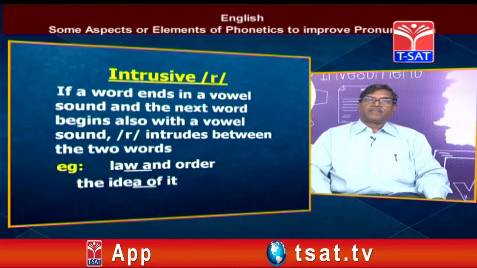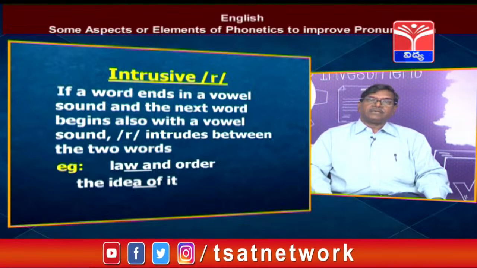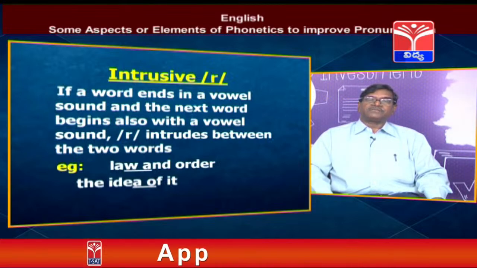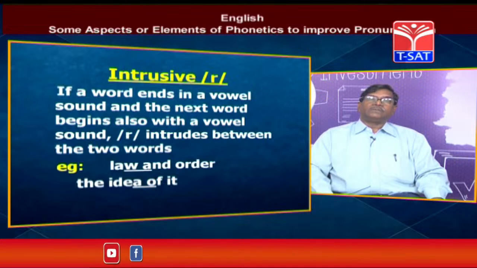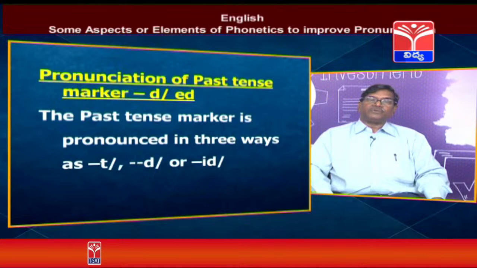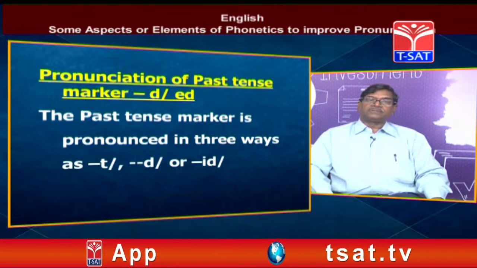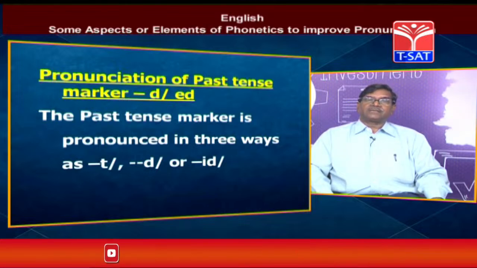Intrusive r: if a word ends in a vowel sound and the next word also begins with a vowel sound, r intrudes between the two words. For instance, law, it is ending with the vowel sound o. The next word begins with a vowel. So, when the first word is ending with a vowel sound and the next word begins with a vowel sound, in such cases r intrudes.